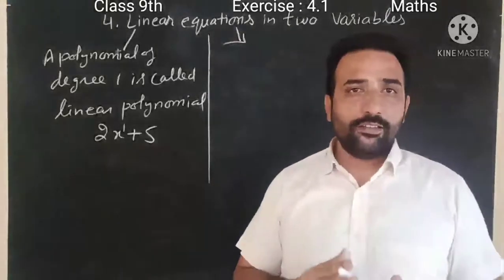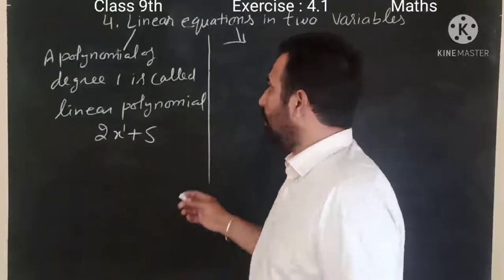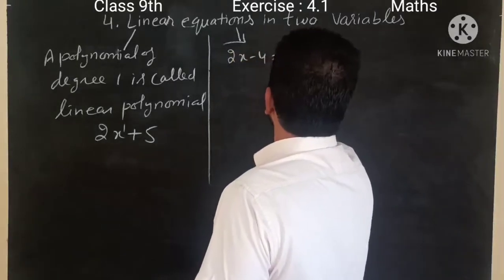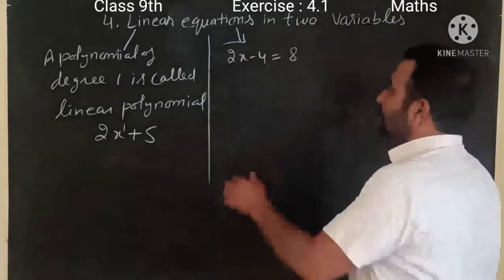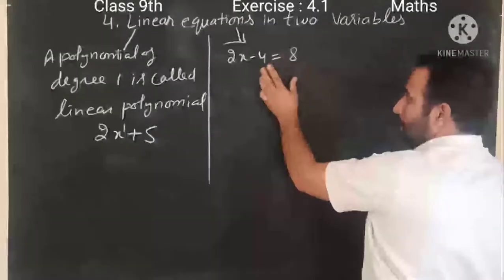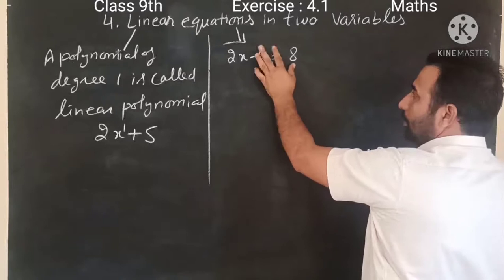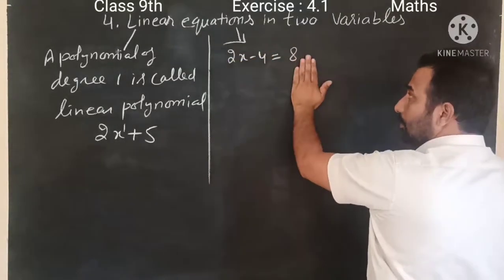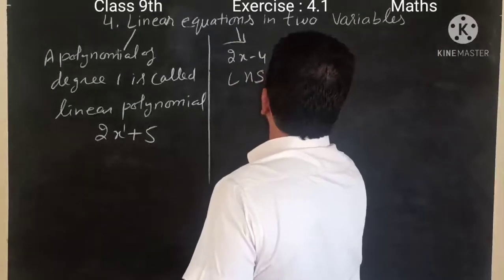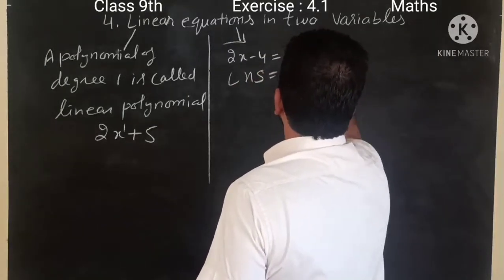Equation means something equal to something. For example, if I have 2x minus 4 equal to 8, it means this left hand side must be equal to right hand side. So what is the meaning of equal? It means this side equals this side, that is an equation. Left hand side equal to right hand side.